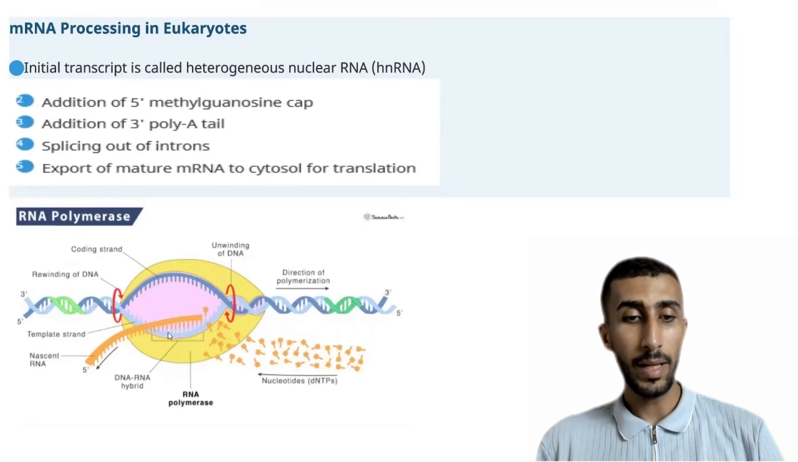So this is RNA polymerase binding at a TATA box. This RNA polymerase is going to form this RNA from DNA, and these are the deoxynucleotides. This is the enzyme RNA polymerase, and this is a DNA-RNA hybrid. This is RNA being formed out of the DNA. Here is the direction of polymerization, and this is the coding strand. And of course, there is unwinding of DNA.